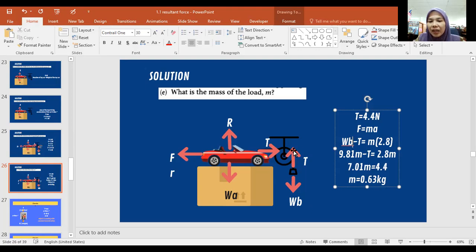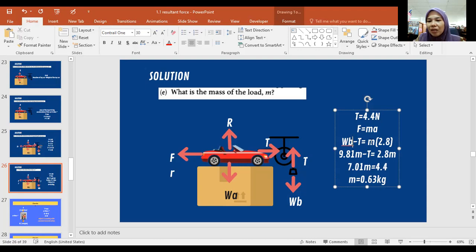If the object is accelerating downward, that means WB is greater than T. On the first free body diagram, T is greater than F. But on the second free body diagram, on the load, WB is greater than T, because it accelerates downward. We have to measure one by one. Actually this is one system, but it is easier for you to calculate one by one, referring to the free body diagram.